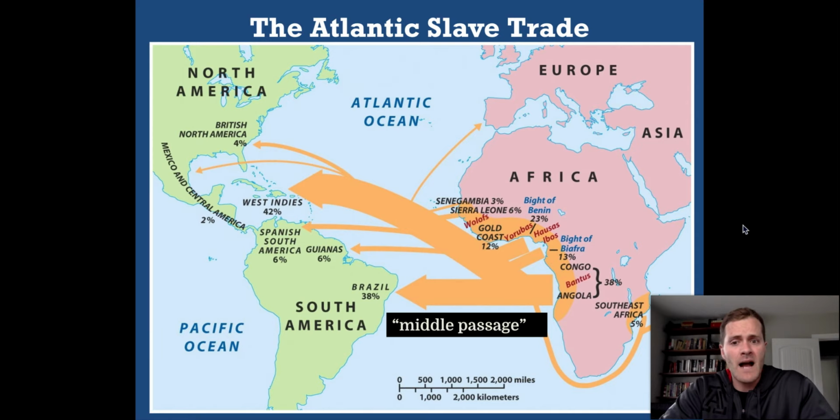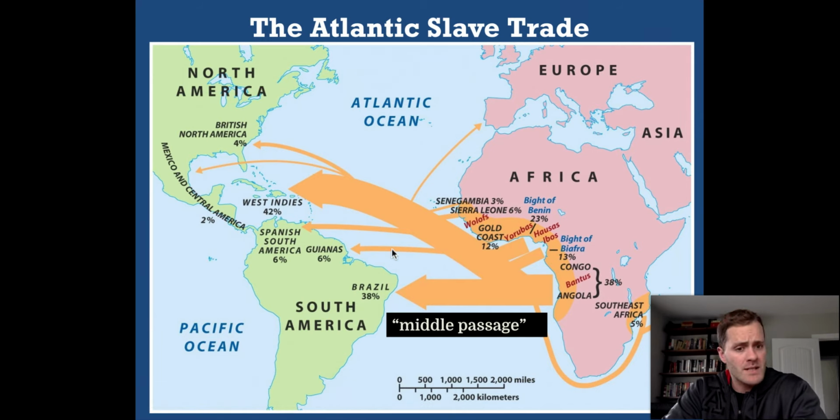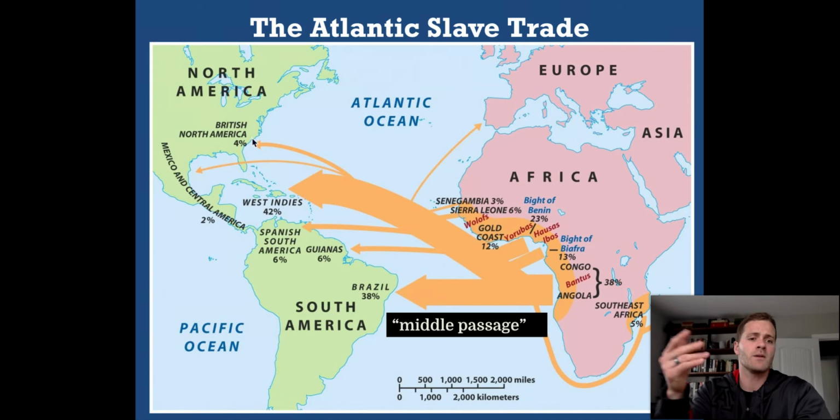Now, a vast majority of these slaves are going to be sent to two places combined: the West Indies and the sugar plantations, which are here, as well as Brazil, which is here. But post 1650 into the 1660s, 70s, and 80s, and then into the 1700s, a large amount of African slaves are also going to be sent to British North America, to the colonies like Virginia and later North Carolina, South Carolina, and Georgia.